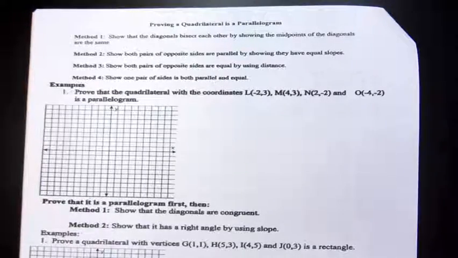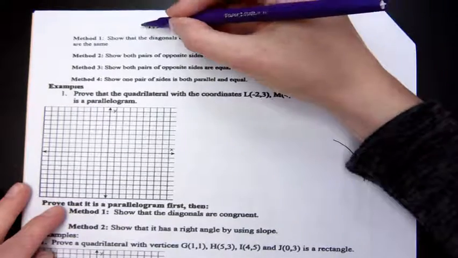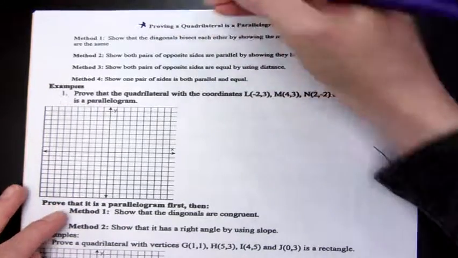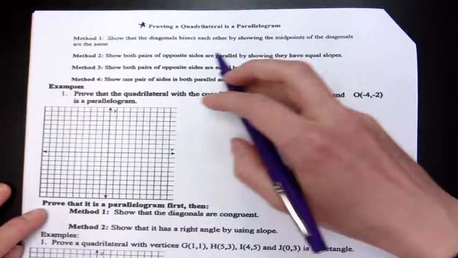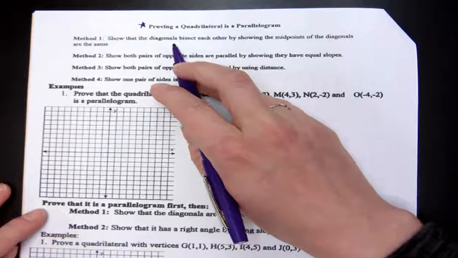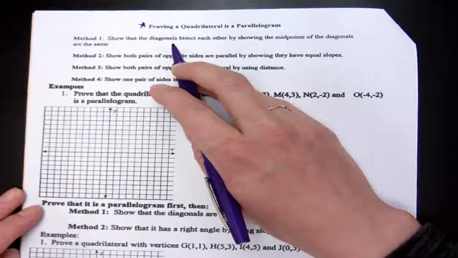Okay, so this unit is about proving quadrilaterals, but it's not the two-column proofs that you saw last fall. It's more algebra stuff, like showing, hey, can we show that diagonals bisect each other? That's one of the properties of parallelograms.